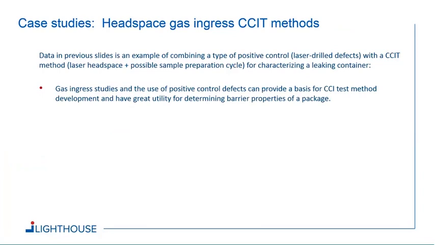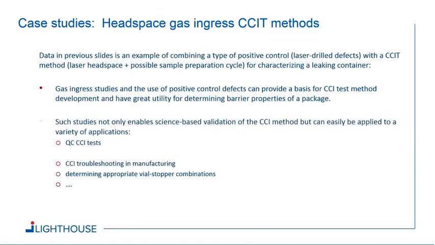So we'll move on to the industry case studies, and the data in these previous slides are an example of combining positive controls with a CCI test method, and that's laser headspace plus some kind of sample preparation, which involves a CCIT vessel for characterizing a leaking container. These studies can provide a basis for CCI test method development and have great utility for determining the barrier properties of a package. And these studies enable not only a science-based validation of your method, but they can be easily applied to a variety of CCI applications.